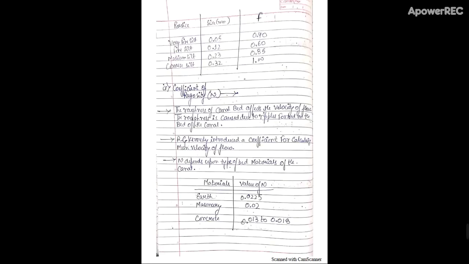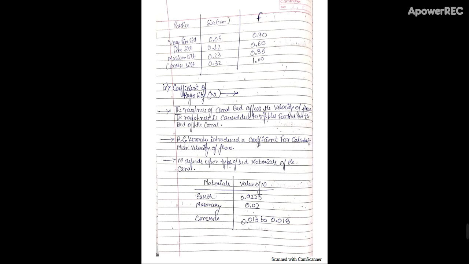Now, in the last formula we learnt that the silt factor is dependent upon the size of the particle. When we consider very fine silt, the size is 0.05 and the silt factor is 0.40. Like that, fine silt 0.12, 0.60; medium silt 0.23, 0.85; coarse silt 0.32, 1.00. So the silt factor depends upon the size of the particles.